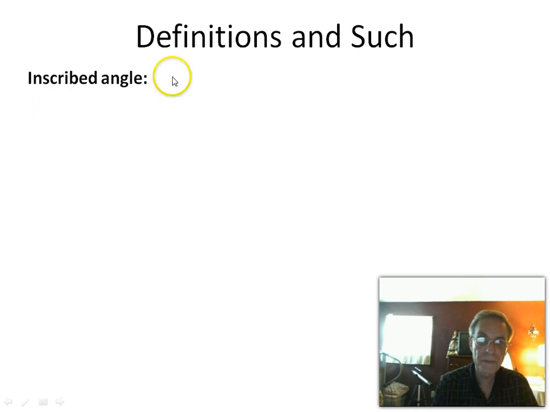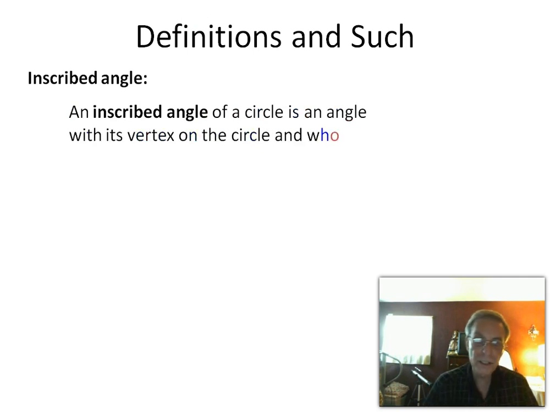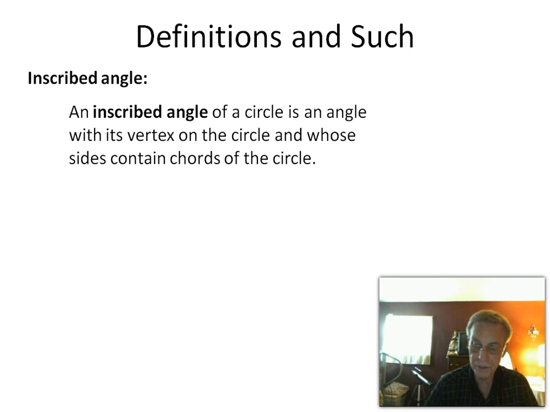Alright, so let's take a look at what we've got here. Definitions and such. The first thing we've got is an inscribed angle. With an inscribed angle in a circle, this is an angle that has its vertex on the circle and whose sides contain chords of the circle.